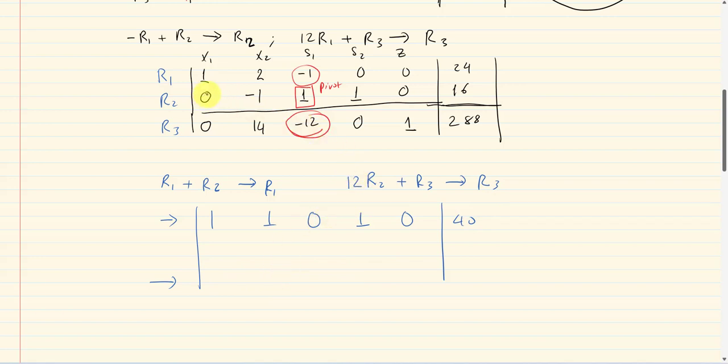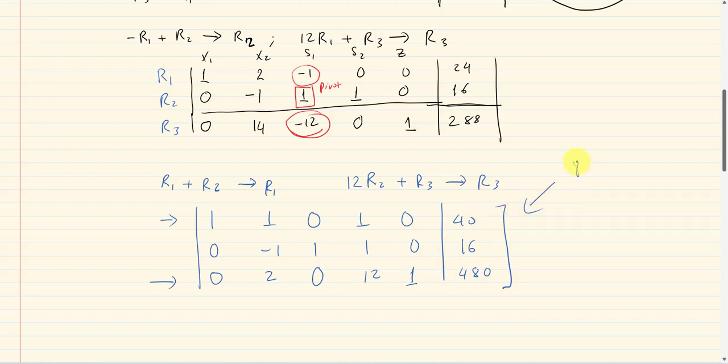So -12 multiply 0 is 0. 0 add 0 is 0. -12 multiply -1 is 12, and add 14, that is plus 2. 12 multiply 1 is plus 12. Plus 12 plus -12 is 0, and that is what we want, for 0 to stay here. Then 12 times 1 is 12. 12 plus 0 is 12. And then 12 times 0 is 0 plus 1 is 1. And then 12 times 16, and then add to 288, it is 480. And then I'll keep the second row with the pivot the same thing. So we have 0, -1, 1, 1, 0, and then 16.